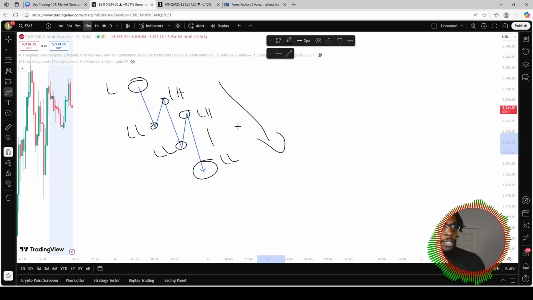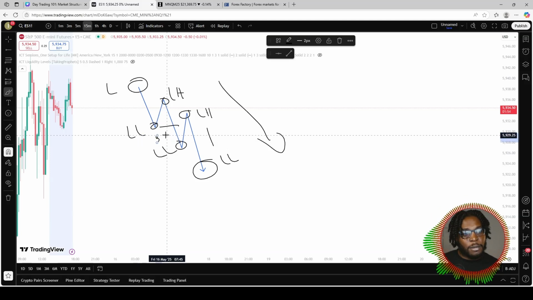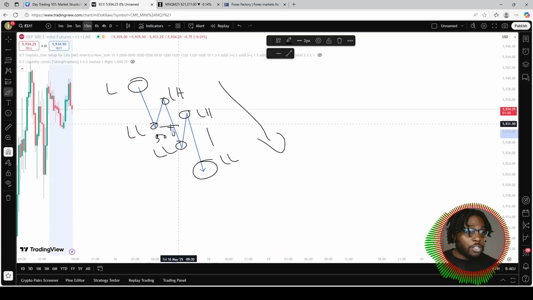So a break of structure is pretty much whenever we create a new low or a new high. Like in this example, we created a low, we came back, made a lower high, and then boom, when price comes back and takes this area out and comes down, that's a break of structure. That's what they call a break of structure. I can't write with that, but y'all understand what I'm saying. Break of structure. So yeah.